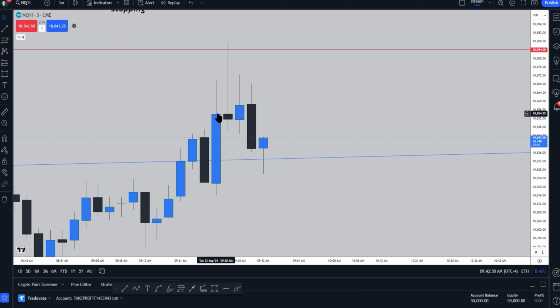The body is from here to here. So that's the body of the candle. That is stopping action, because it didn't go anywhere, right? It just pushed up and then down and stopped right there. Same thing with this candle. Price has not moved in this area at all. So this is what I would consider stopping action, or stopping price action.